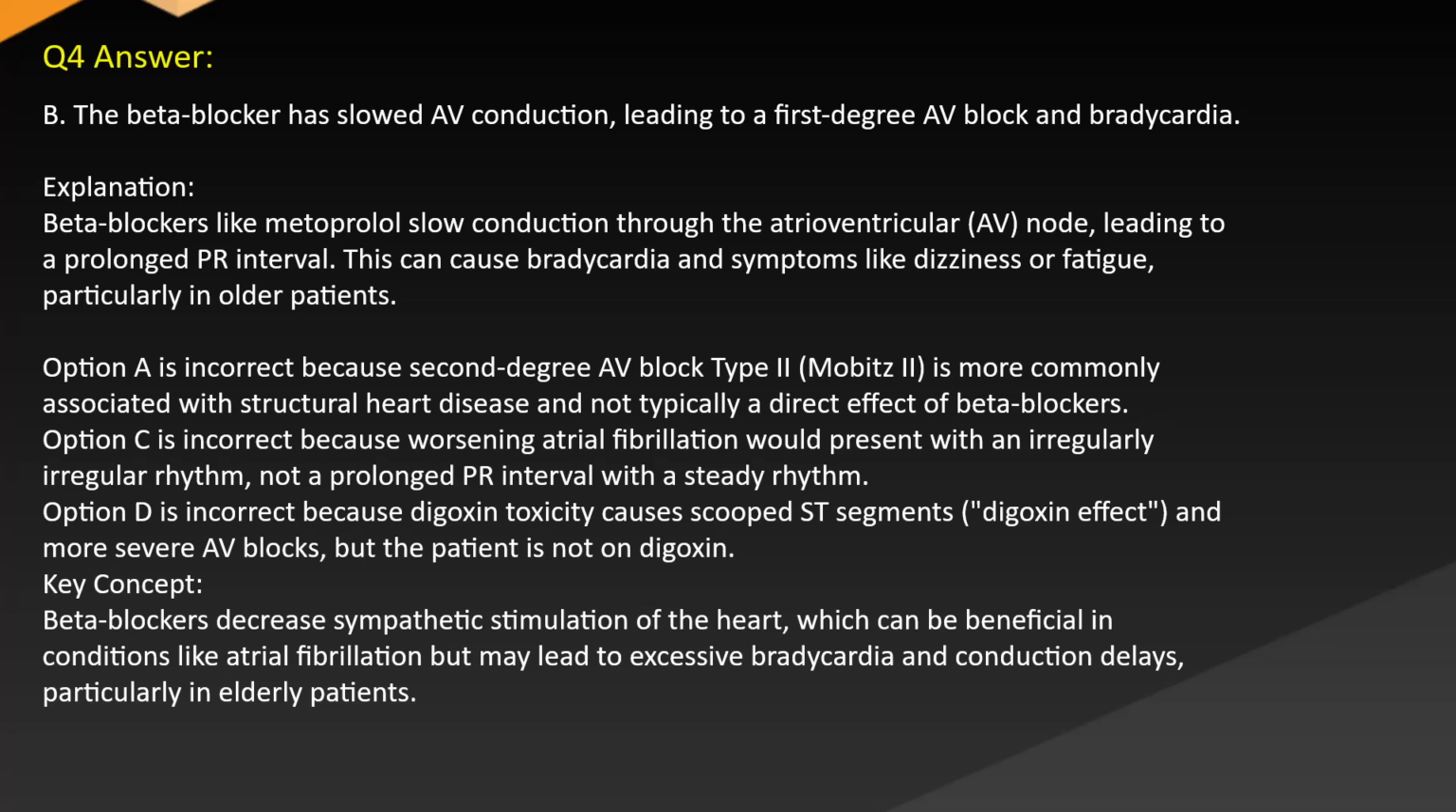Option A is incorrect because second-degree AV block is more commonly associated with structural heart disease and is not typically a direct effect of beta blockers. Option C is incorrect because worsening atrial fibrillation would present with an irregularly irregular rhythm, not a prolonged PR interval with a steady rhythm. Option D is incorrect because digoxin toxicity causes scooped ST segments, the digoxin effect, and more severe AV blocks, but the patient is not on digoxin. Key concept: beta blockers decrease sympathetic stimulation of the heart, which can be beneficial in conditions like atrial fibrillation but may lead to excessive bradycardia and conduction delays, particularly in elderly patients.